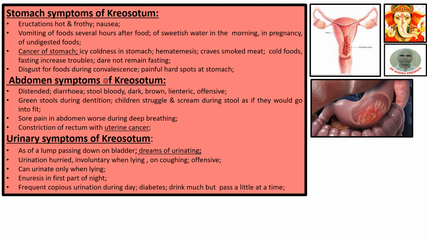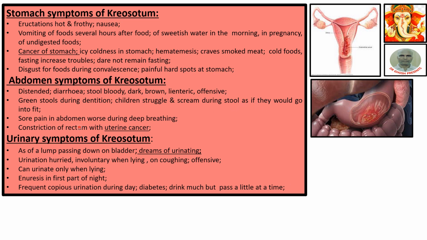Disgust for food during convalescence. Convalescence is a period of recovering. Painful hard spots on stomach. Abdomen symptoms of Kreosotum: distended, diarrhea, stool bloody, dark brown, lienteric, offensive. Green stools during dentition. Children struggle and scream during stool as if they would go into fit.